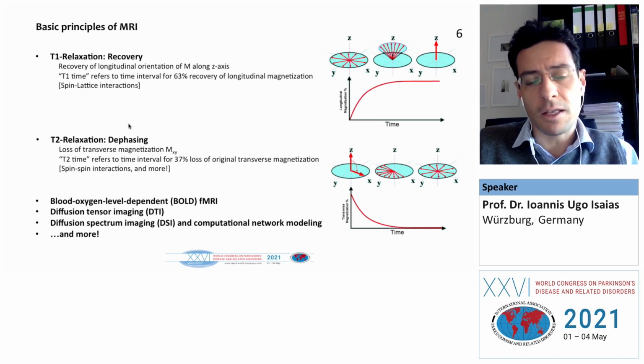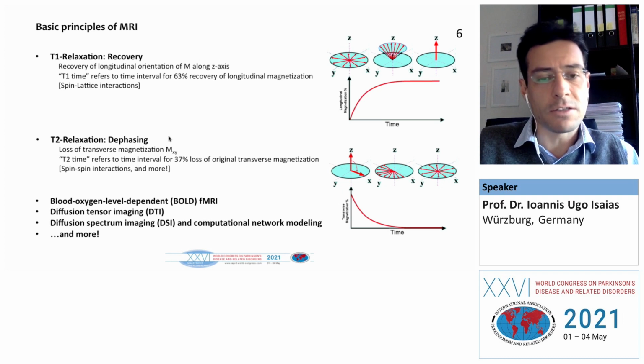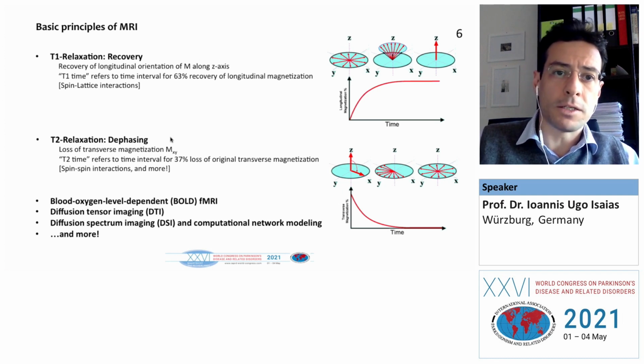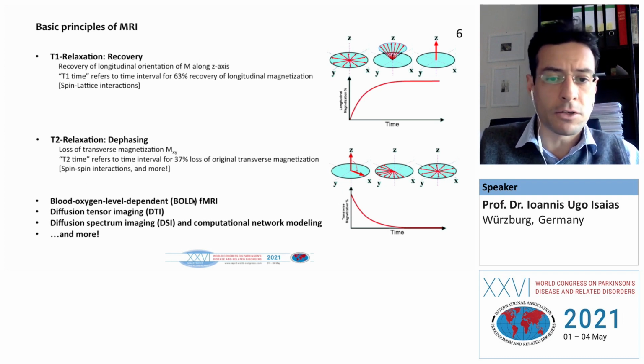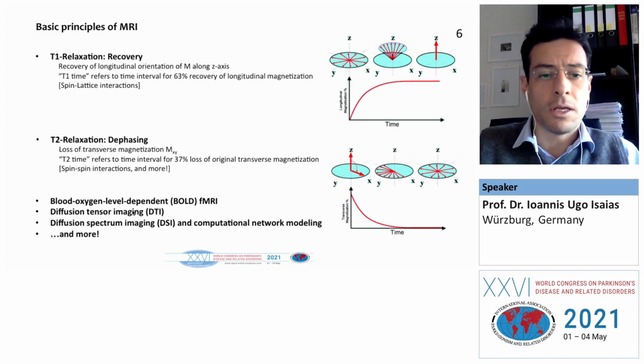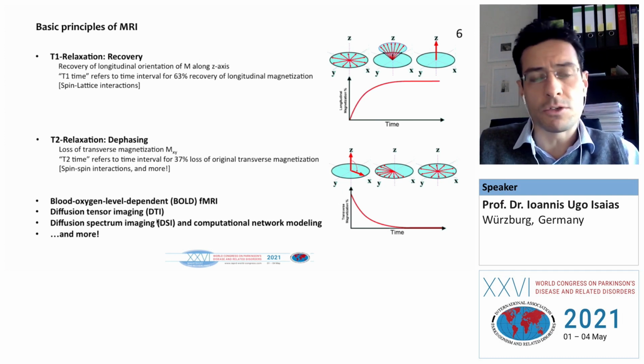In the past decades, there have been many more sequences and technical advances that significantly improve the quality of these images: blood oxygen level dependent functional MRI, diffusion tensor imaging, diffusion spectral imaging, and so on. We will also discuss some of them in the next slides.